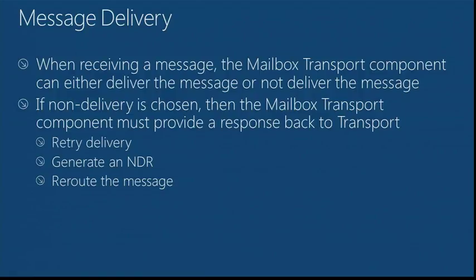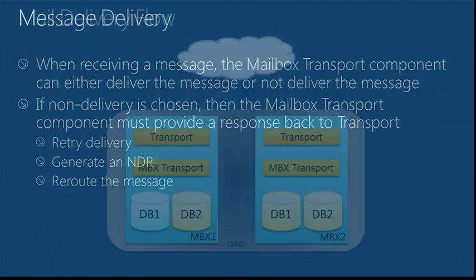For message delivery, the mailbox transport delivery service is responsible for that. If it can't deliver it, it's also responsible for delivering any delivery reports: non-delivery report, successful delivery report, journaling message, rerouting the message, retrying the message, and so forth. It's responsible for all that functionality.